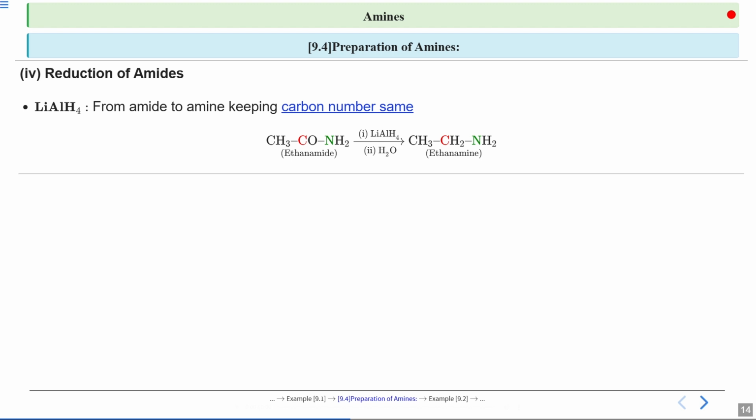So if you see over here, we have ethane amide. When it is reduced by LiAlH4, followed by water, it forms ethane amine, which is CH3CH2NH2. So if you see, the carbon skeleton over here remains unchanged. But this amide group, which is C double bond O with an NH2 group, is reduced to an amine group, CH2NH2. So it shows how the reduction can change the functional group, while keeping the rest of the molecule intact.